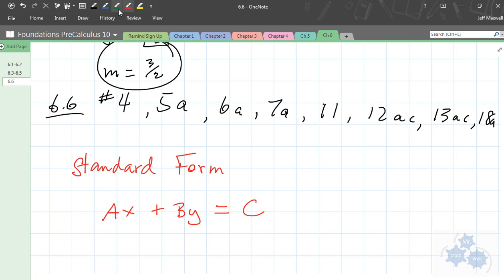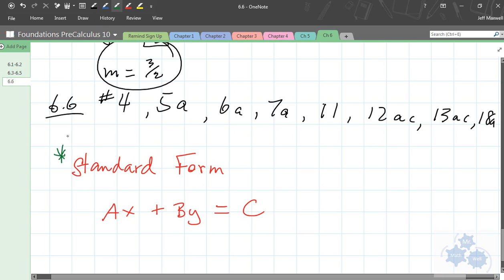Just a note, you need to know what standard form is here. It's very similar to general form, except the constant is on the right side.